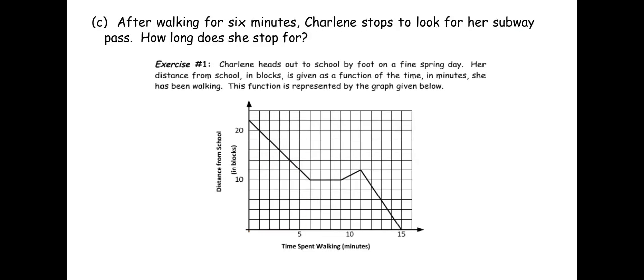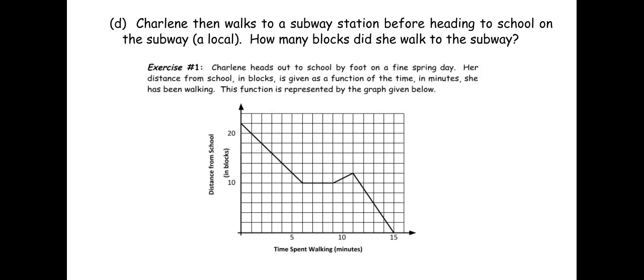Part C. After walking for 6 minutes, Charlene stops to look for her subway pass. How long does she stop for? So you go over for 6 minutes, you look up at the graph, and then you look at how far she spends time walking. She's not walking there. So the time elapsed, the distance is still the same distance, but time is occurring. Therefore, you see how far that is, and that would be 3 minutes.